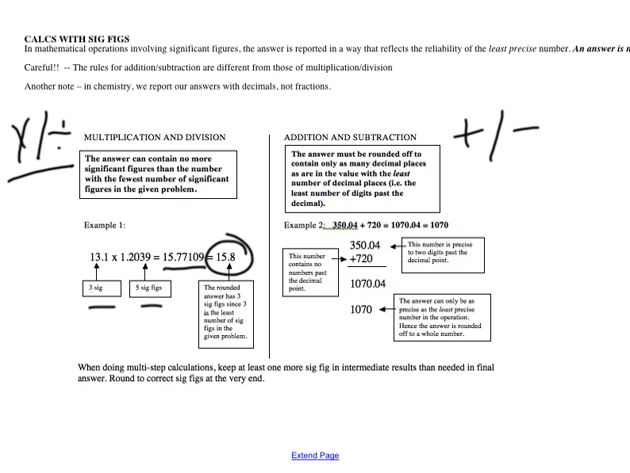In addition and subtraction, you round to the least number of decimal places. So here we have a number with 2 decimal places. Here we have a number with none. So our final answer should have no decimal places. When you get this out of your calculator, you just take off the decimal places. Okay? So to see it in action, we have these problems. You don't need a calculator here because they're already done for you.